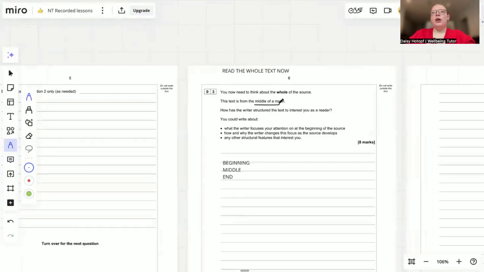You want to also think, okay, in the middle of the novel, what might be happening? In the middle of the novel, we're getting the action. We're getting the kind of, things might be going badly wrong because it's the middle, right?